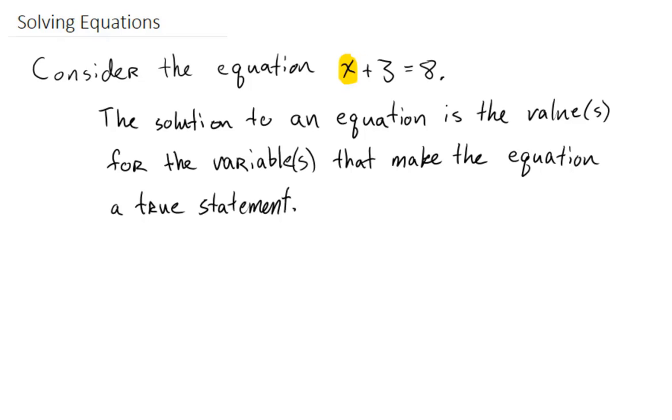Now, I made the option in there for it to be plural because it is possible that you have more than one value that works in the equation. And we'll eventually be working with equations that have more than one variable. But the idea of a solution remains the same. It's those values that can go in for the variable that make it a true statement. So in this equation, x plus 3 equal to 8, our solution is 5, because 5 is what we can plug in for the variable that will make that a true statement, since 5 plus 3 equals 8.